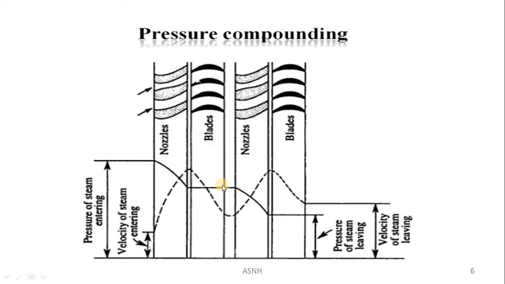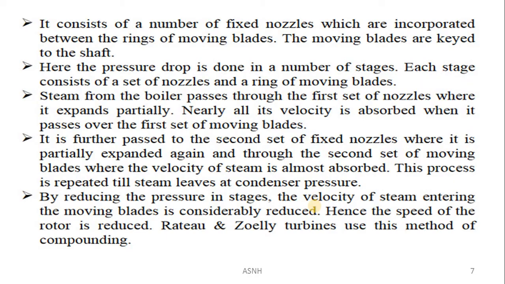After the steam leaves the first stage of the moving blade and comes in contact with the second stage of the nozzle, in the nozzle again the velocity increases and the pressure decreases. Here you will see changes of pressure. In the first stage the reduction in pressure takes place, and again the pressure reduces in the second stage of the nozzle. So in this way, by alternate arrangement of nozzle and blade, the pressure is continuously reduced, and at the end we get reduction in the rotor speed. So this is the explanation of pressure compounding.